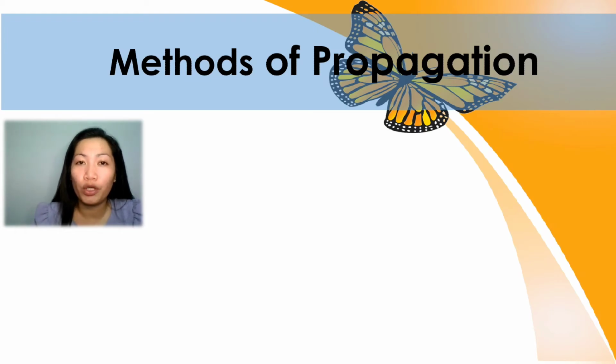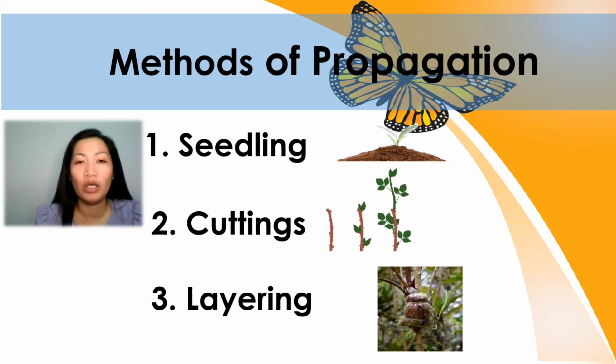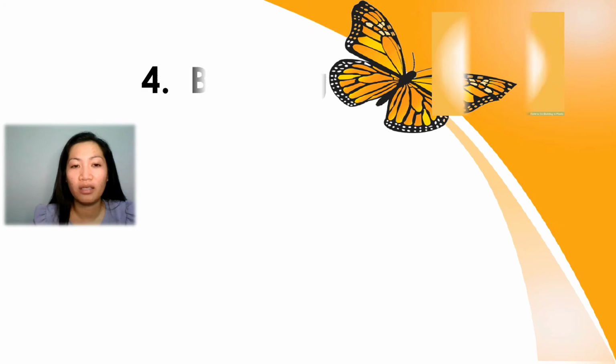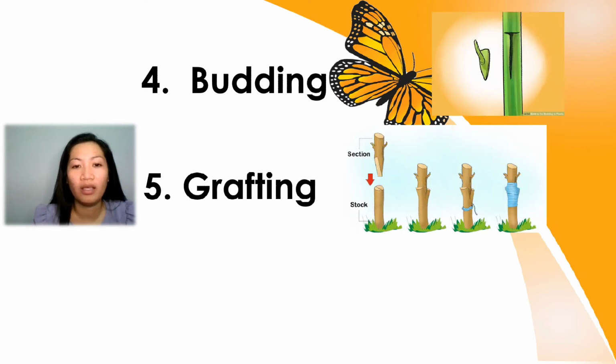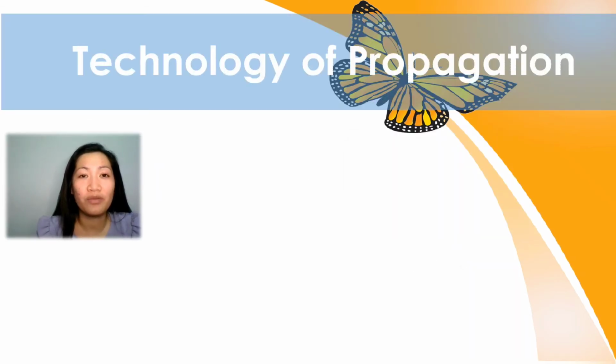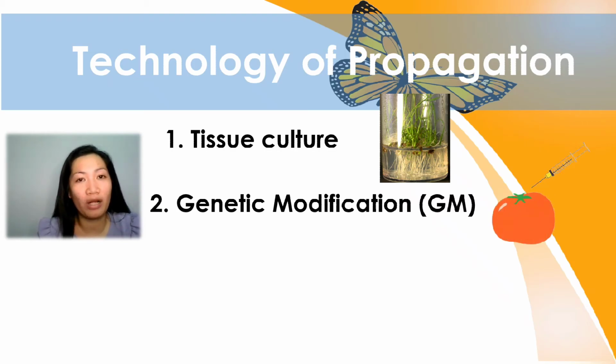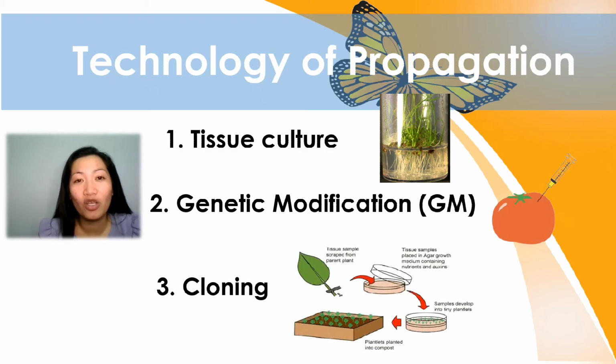Again, we've learned some of the methods of propagation. We have seedling, cutting, layering, budding, grafting, and we also learned about the technology of propagation. We've learned also about tissue culture, right? So we've learned also about genetic modification, or the GM, and also the cloning.